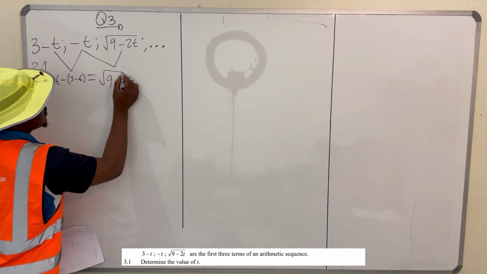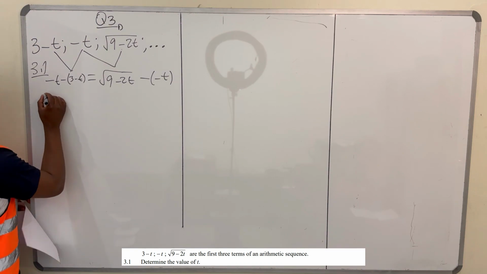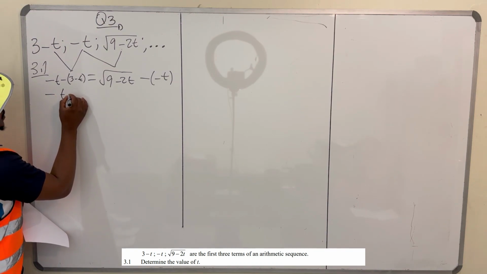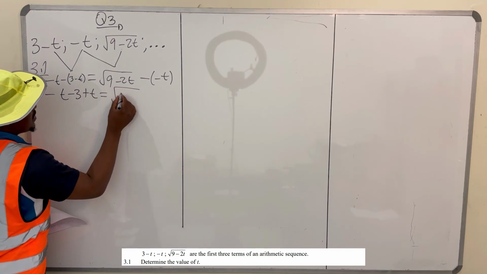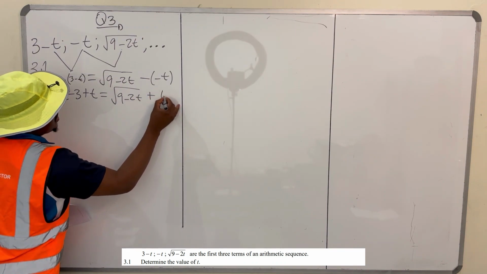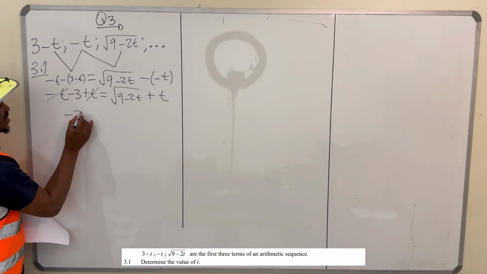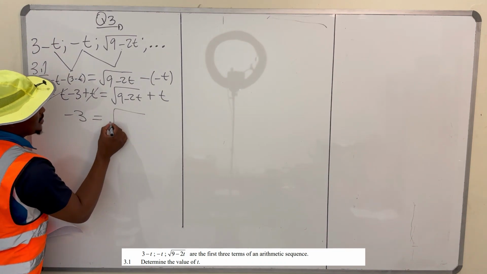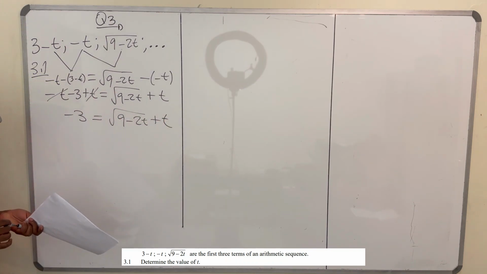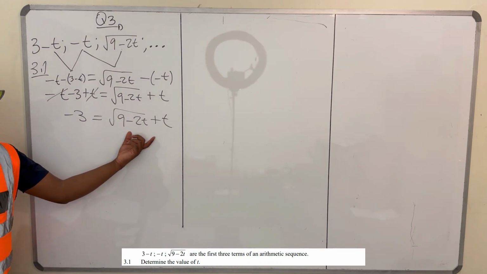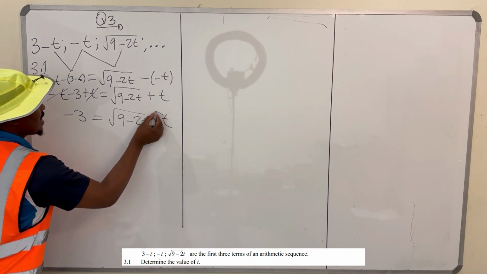This is 9, not a, minus negative t, right? Yes. So we have negative t minus 3 plus t is equal to the square root of 9 minus 2t plus t. So these two disappear, and we're left with minus 3 is equal to 9 minus 2t plus t. So what do we do? You can square both sides, right? No, we isolate this. Yes, you need to isolate this. So we have to transpose this guy to the other side.